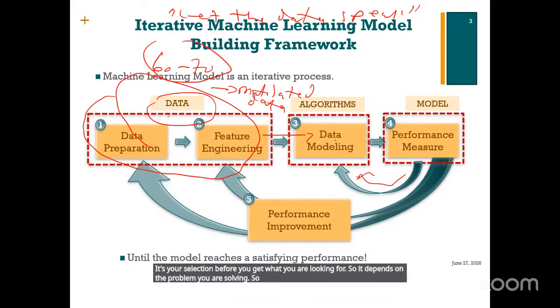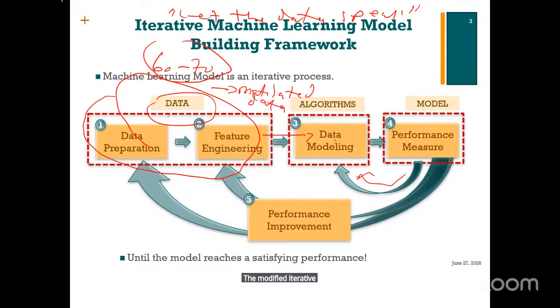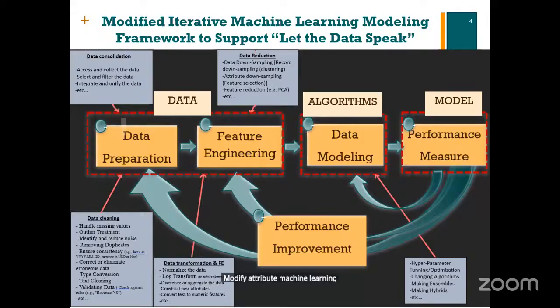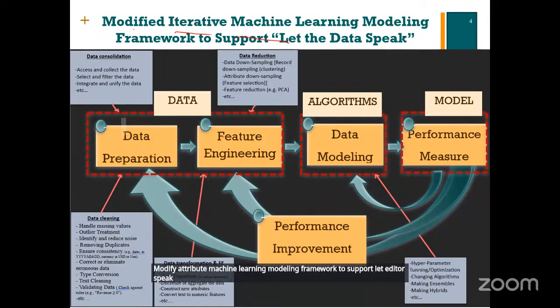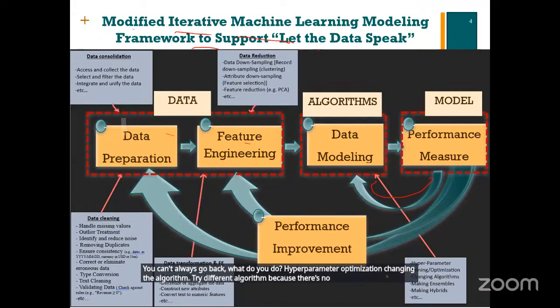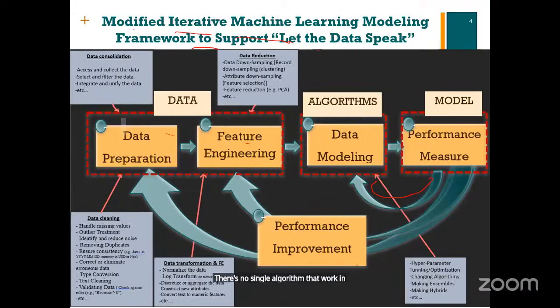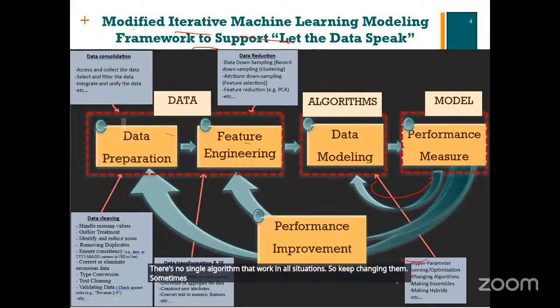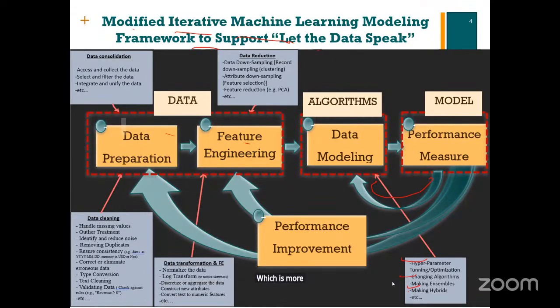So that was why we then had a particular thing we call the modified iterative machine learning modeling framework to support let the data speak. So once your data is in, you have it in the modeling stage, then you can always go back here. What do you do? Hyperparameter optimization. Changing the algorithm. Try different algorithms because there's no free lunch. There's no single algorithm that works in all situations. So keep changing them. Sometimes you may have to make ensembles, which is more powerful when you use the power of the crowd. Let them jointly take decision. Also hybrid, and also other algorithm enhancement that we can do.